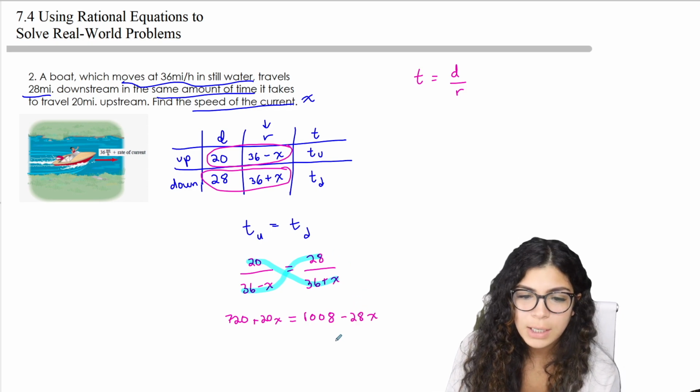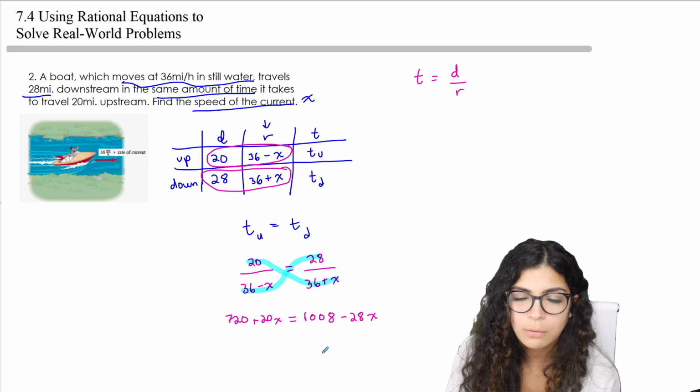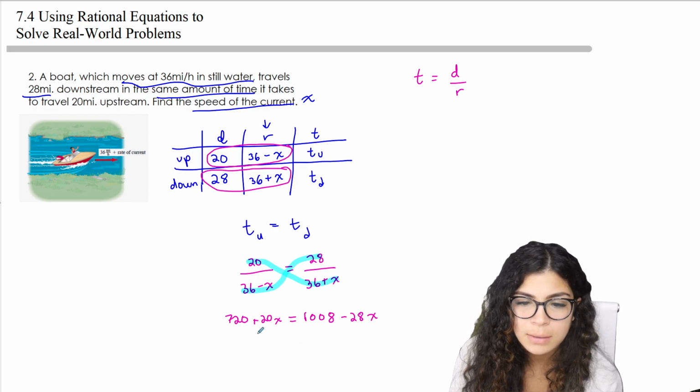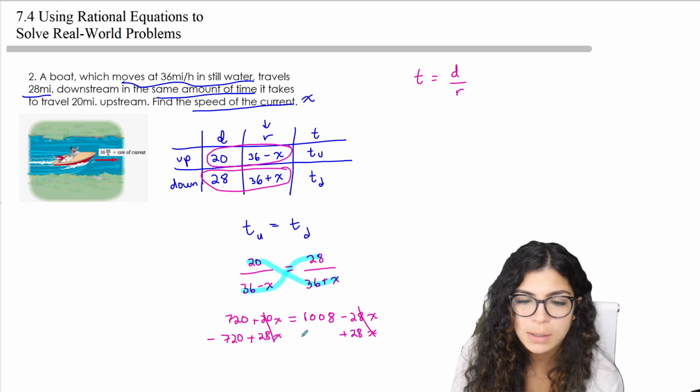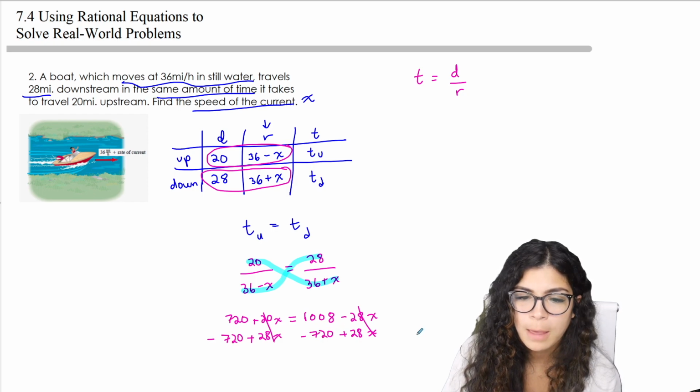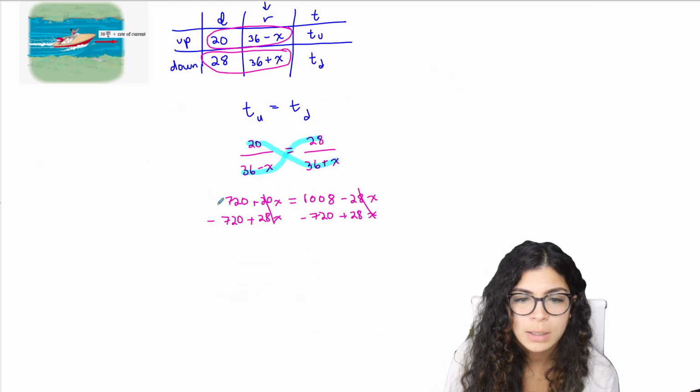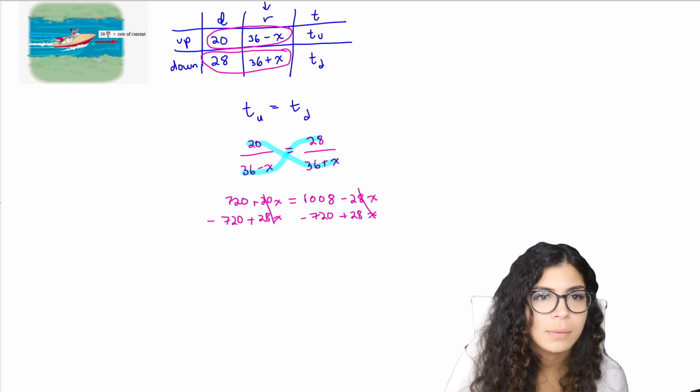All right, so now all we have to do is solve this equation. I'm going to go ahead and add 28x on both sides. And I can subtract 720 on both sides. And so on the right hand side, oops, I didn't mean to get rid of this.